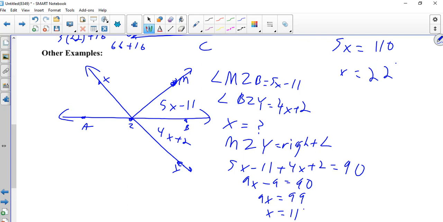And you can check it. 5 times 11 is 55, minus 11 is 44. And 4 times 11 is 44, plus 2 is 46. And if you add those together, you get 90 degrees.